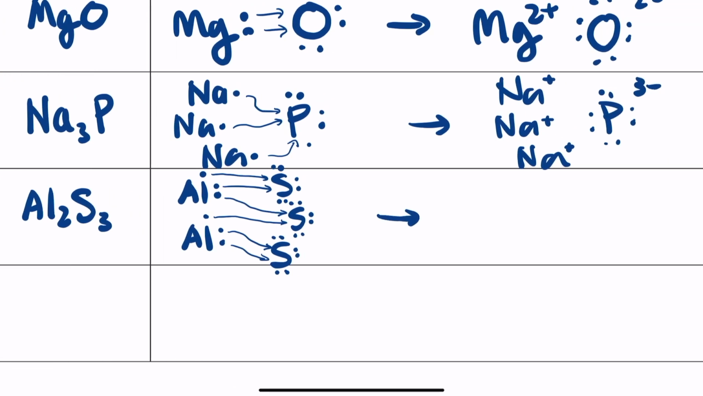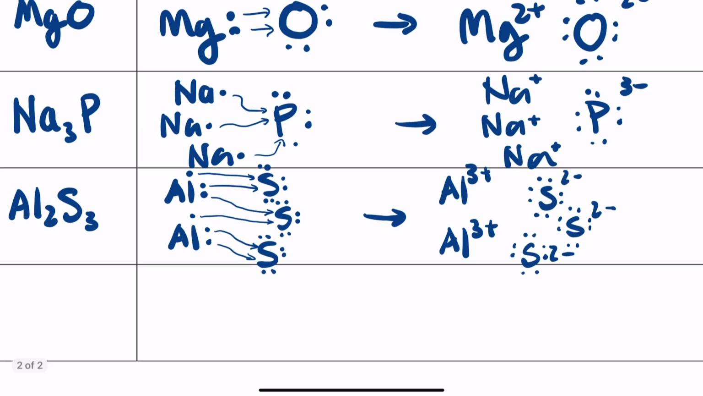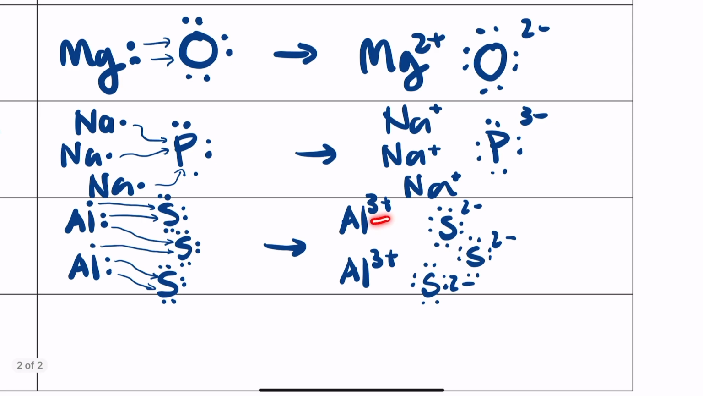After that happens, each aluminum should now have no dots around it with a 3 plus charge, and each sulfur should now have that octet of electrons. They should each have 8 dots around them with a 2 minus charge each. And if you were to add up all the charges, you'll see that, yes, 2 of these 3 plus charges add up to 6 plus, and that balances out and is attracted to 3 of these 2 minus charges, which add up to 6 minus.